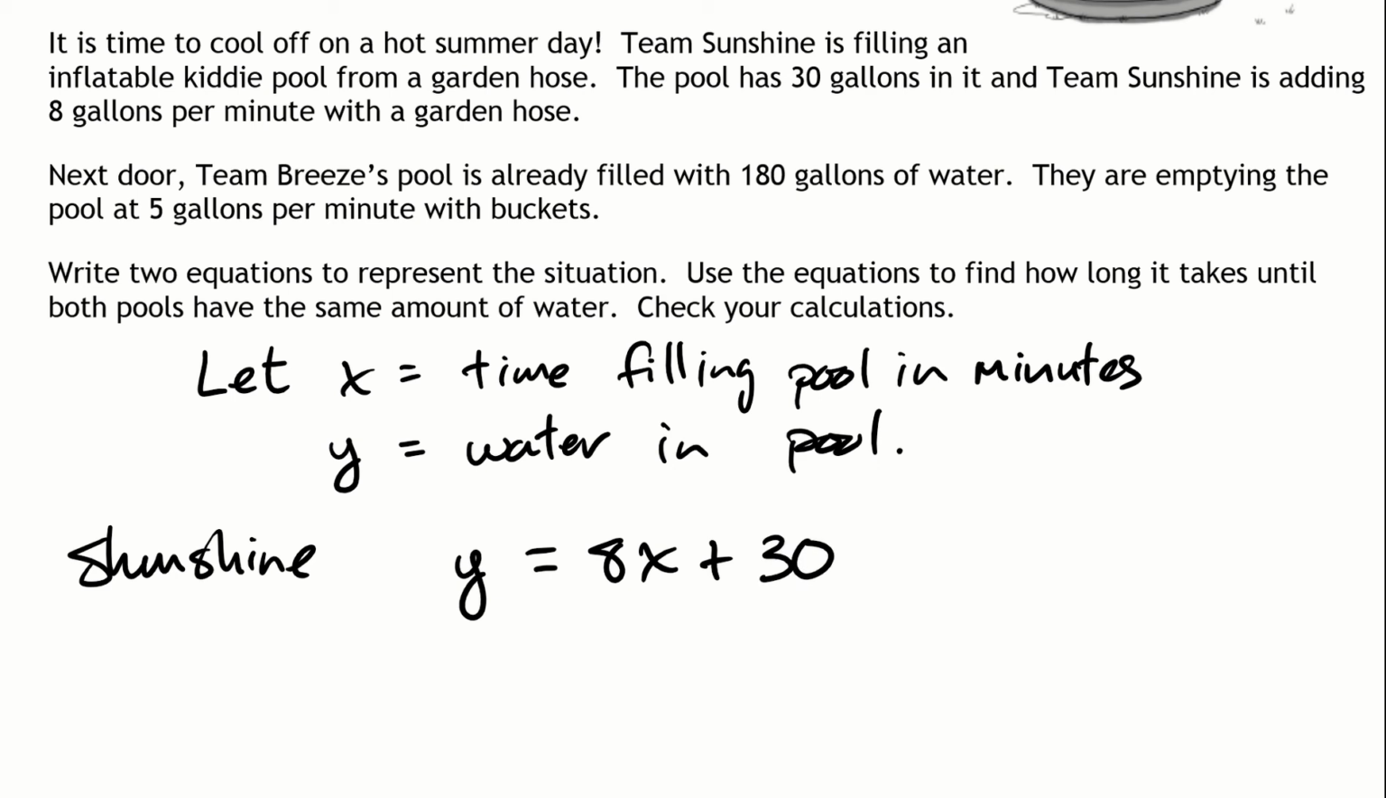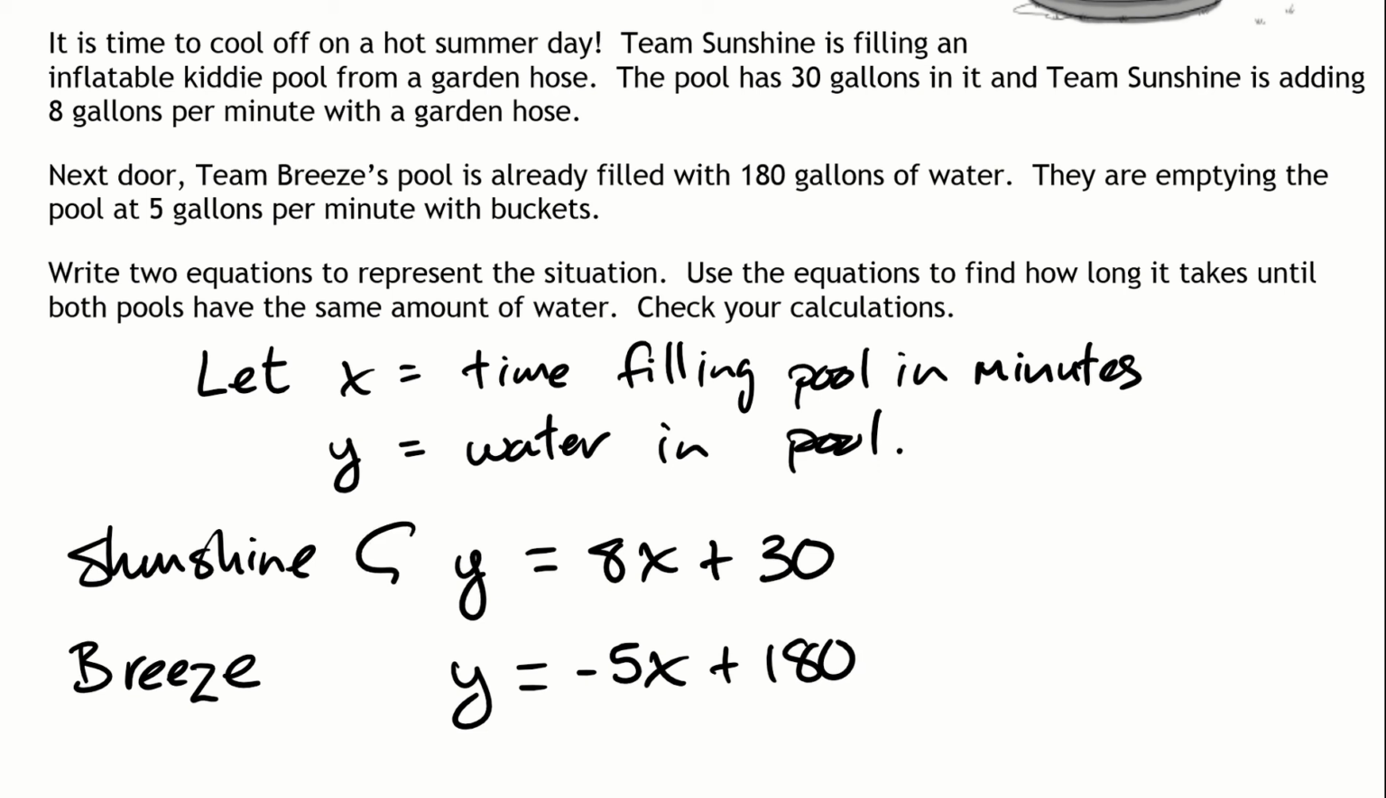So that's Team Sunshine. Next door, Team Breezy's pool is already filled with 180 gallons of water. They are emptying the pool at 5 gallons per minute with buckets. Geez, guys, take the water next door if you're done. Okay, so this is Team Breezy. They are decreasing the water in the pool. They are taking out 5 gallons every minute, and they have a total of 180 gallons in the pool to start with. So this is our system of equations.